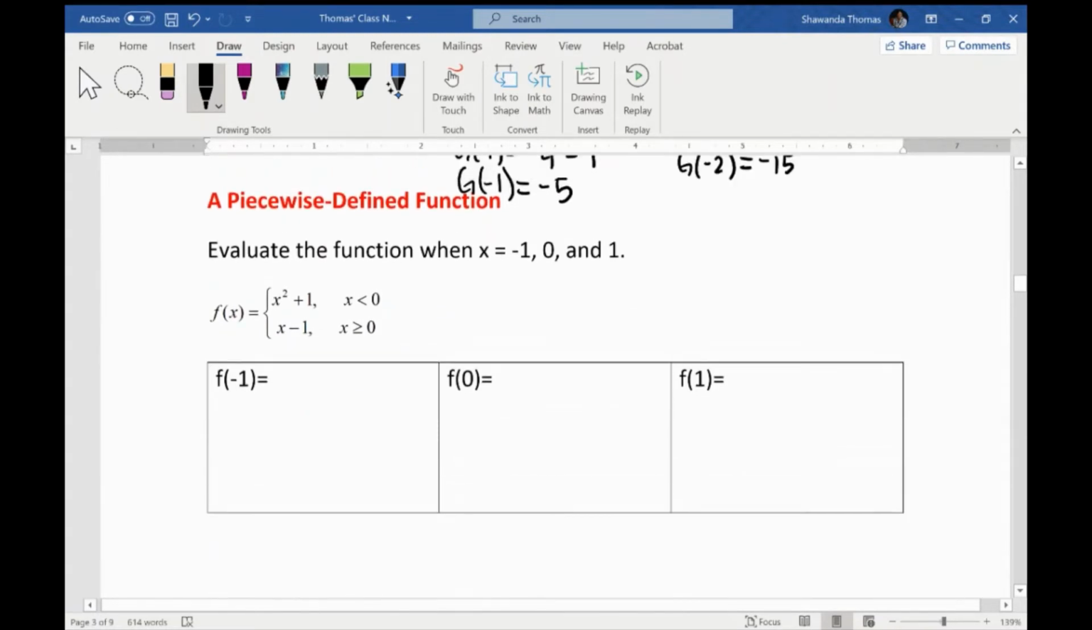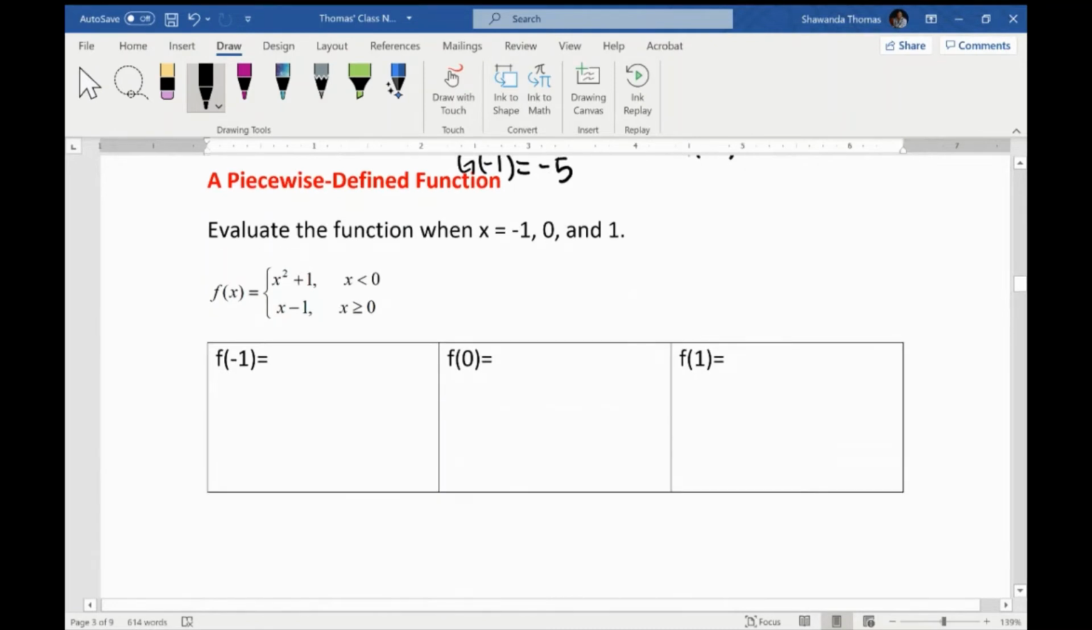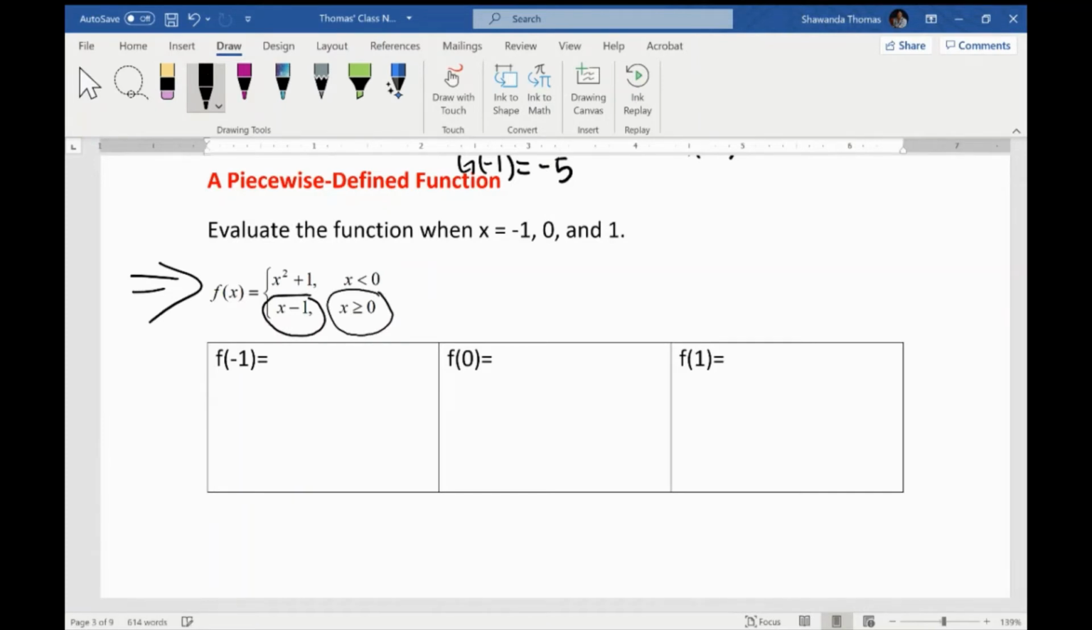A piecewise defined function. Let's talk about another type of function. This is called a piecewise defined function. So a piecewise defined function is basically a function that has more than one piece to it. All right, so look at this right here. There are actually two different pieces to the function. This function behaves as x squared plus 1 if x is less than 0, and it behaves like x minus 1 when x is greater than or equal to 0.